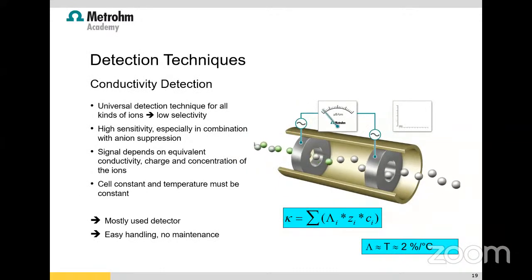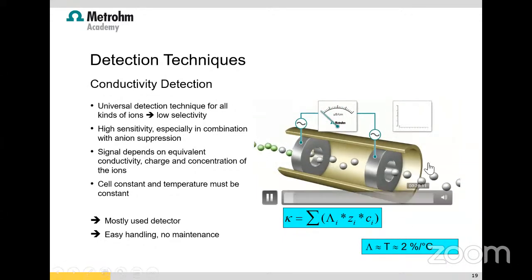Next, we have the conductivity detection. So how does it happen? Many are under the impression that we are measuring conductivity. It is not the case. We are actually measuring the resistance. How? We have a conductivity cell. The flow cell volume is less than 1 microliter. Can you imagine? It is less than 1 microliter. We have two electrodes like this, made of stainless steel, across which we make the resistance measurement.